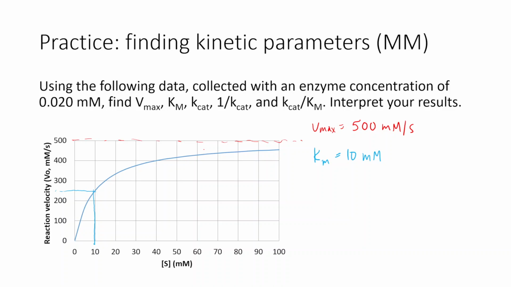All right. How about our Kcat? Yes. How did you calculate that? Yeah, exactly. So we have our Vmax divided by total enzyme concentration. We know our Vmax is 500 millimolar per second. Our concentration of enzyme is given right here, 0.020 millimolar. So we have 25,000. And what units is that?